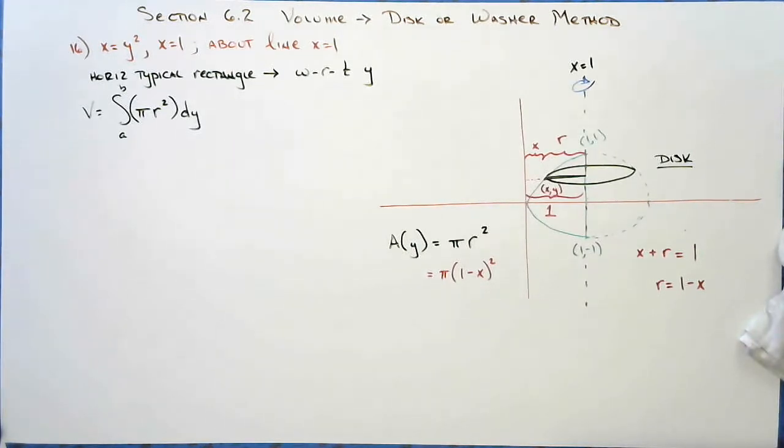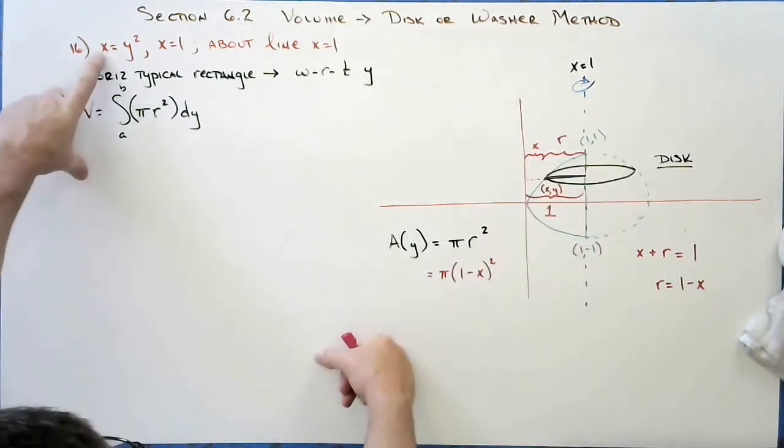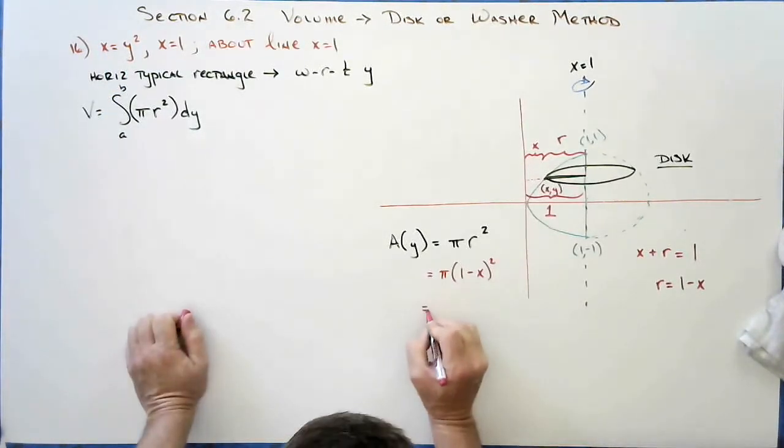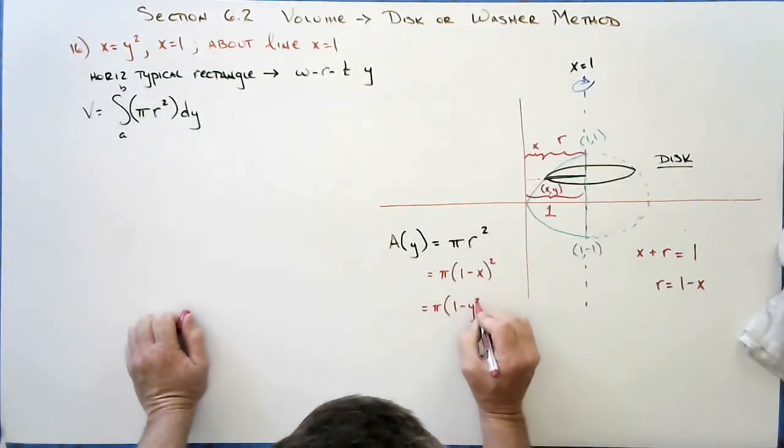Now, before I square that, I'm going to remind myself, I don't want an x. I want a function of y. But I know what x is. This point (x, y) lies on the parabola, and on that parabola, x is equal to y squared. So I can replace this x with my y squared. And I get pi times (1 minus y squared).